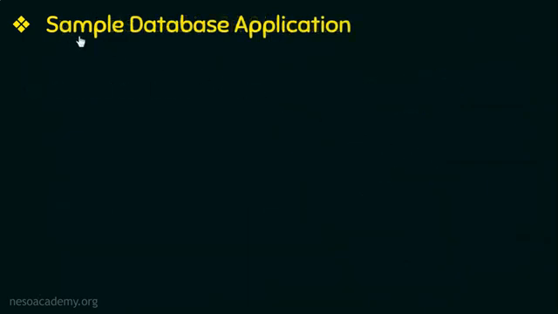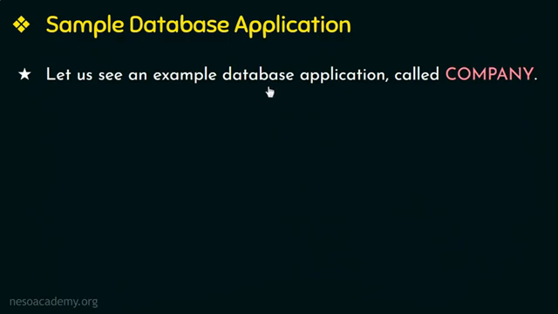Now let's look into a sample database application. Let us see an example database application called Company. Here we have considered a company database, and a company database keeps track of the company's employees, departments, projects, and dependents. The first step that we learned in the database design process is requirements collection and analysis. So the requirements gathered are as follows.